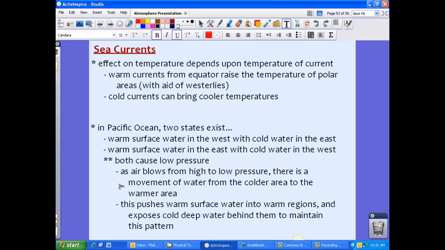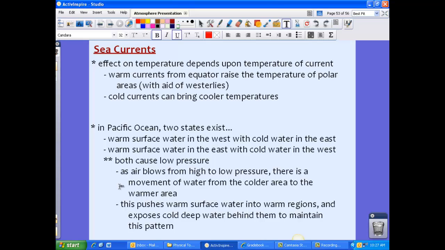So both of these cause low pressure. Now, as air blows from high to low pressure, there's a movement of water from the colder areas to the warmer areas. And this pushes warm surface water into warm areas and exposes colder, deeper water, and this is actually going to maintain this gyre in the Pacific Ocean.